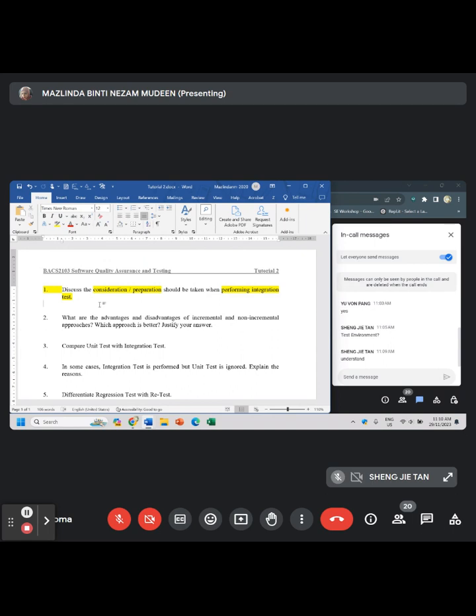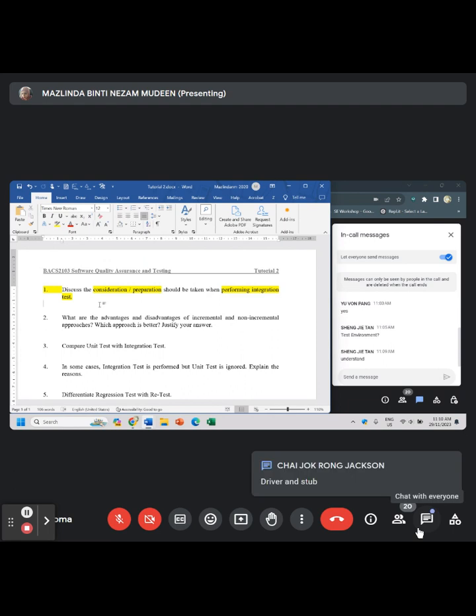So a test environment at this integration test, we might not need it. But let's assume if we talk of integrating the system after that, then we might need it. Okay. Any other consideration or preparation? I think I just mentioned one. Yes. Thank you. Okay, driver and stub.